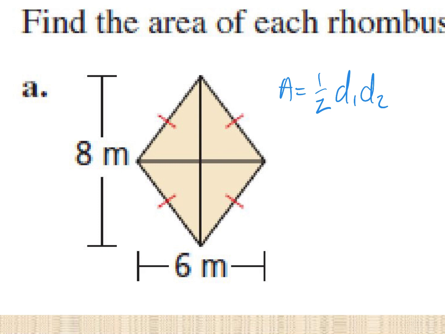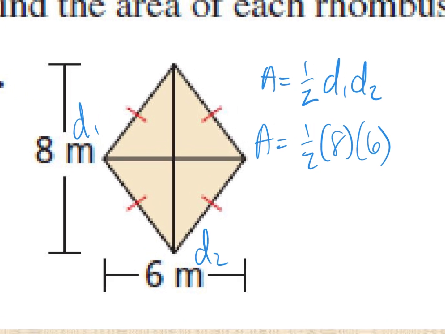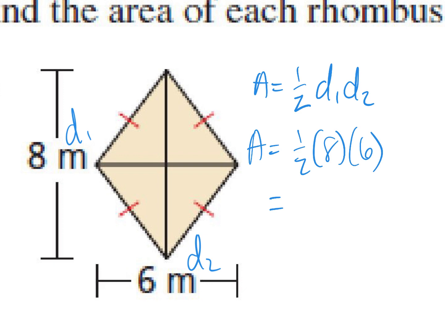Okay, which one would you like D1 to be? 8? All right, let's make D1 8. And then D2 has to be 6. Plug them in. So area equals 1/2 times 8 times 6. You don't need a calculator for this. What's 8 times 6? 48. What's 48 divided by 2?